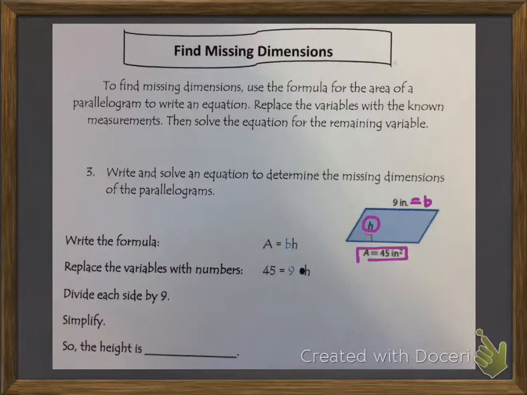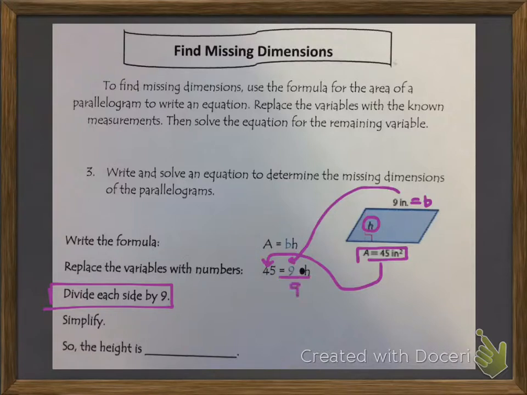We replaced our area equals 45 inches for our A, because A equals 45. We replaced our 9 with our B, because B equals 9, so instead of a B, we're going to have a 9, and we do not have an H. So now our next step is to divide each side by 9. This is your balancing. What we do on one side, we have to do to the other. 9 divided by 9 goes away. 45 divided by 9 is 5. So H equals 5.